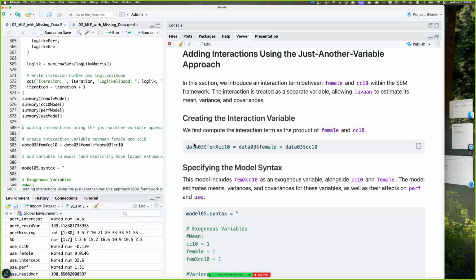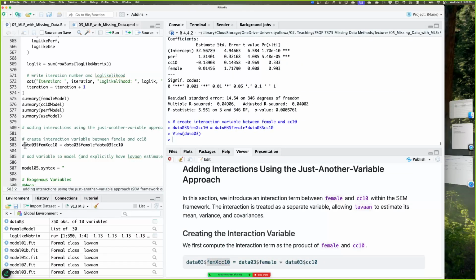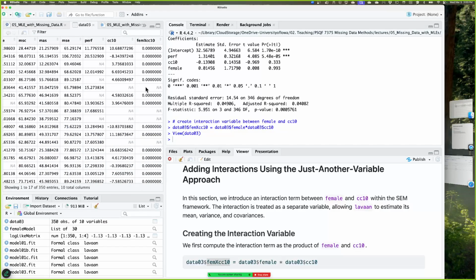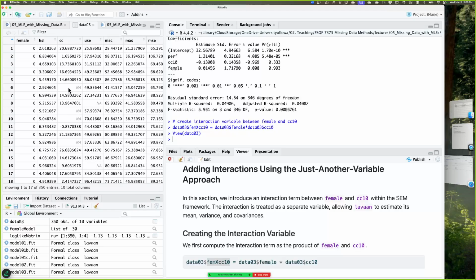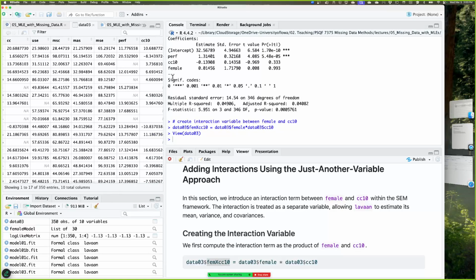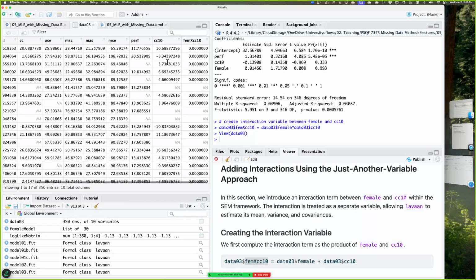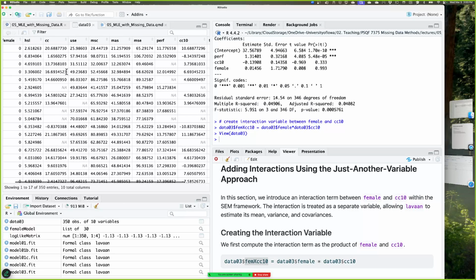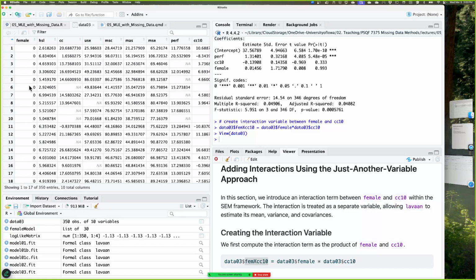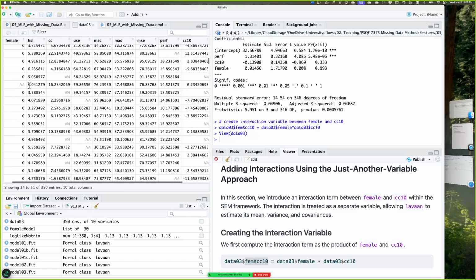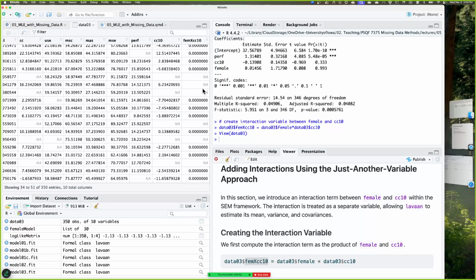So I create an interaction variable, femxcc10, right here. And what you'll see in this interaction variable is that the interaction itself is missing if either CC10 or female or both are missing. So if you look at what I do here, CC10, female by CC10, and this observation that's missing here, CC10 was missing, but female was not. And then later on, you may have a female that's missing, but CC10 is not. Both of those are missing on CC10, fem by CC10, right?